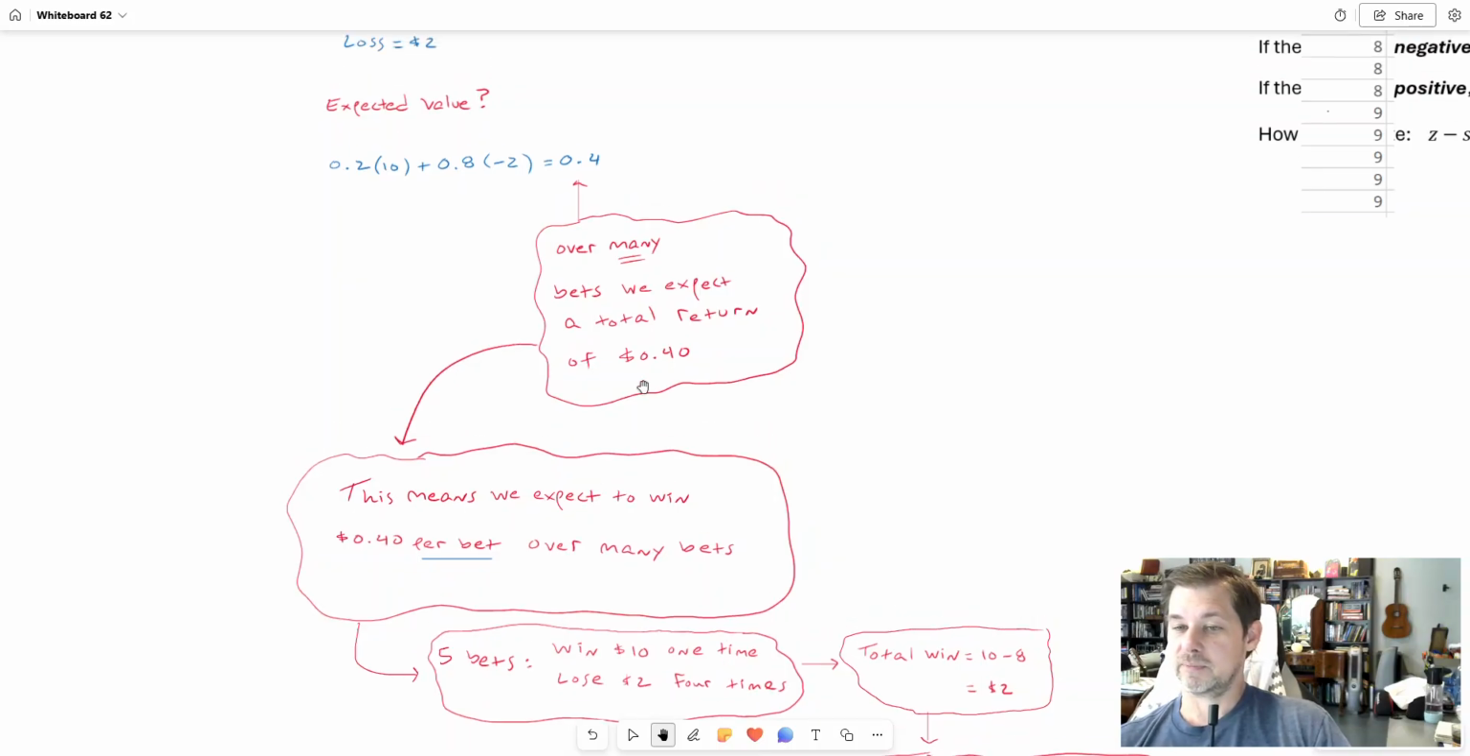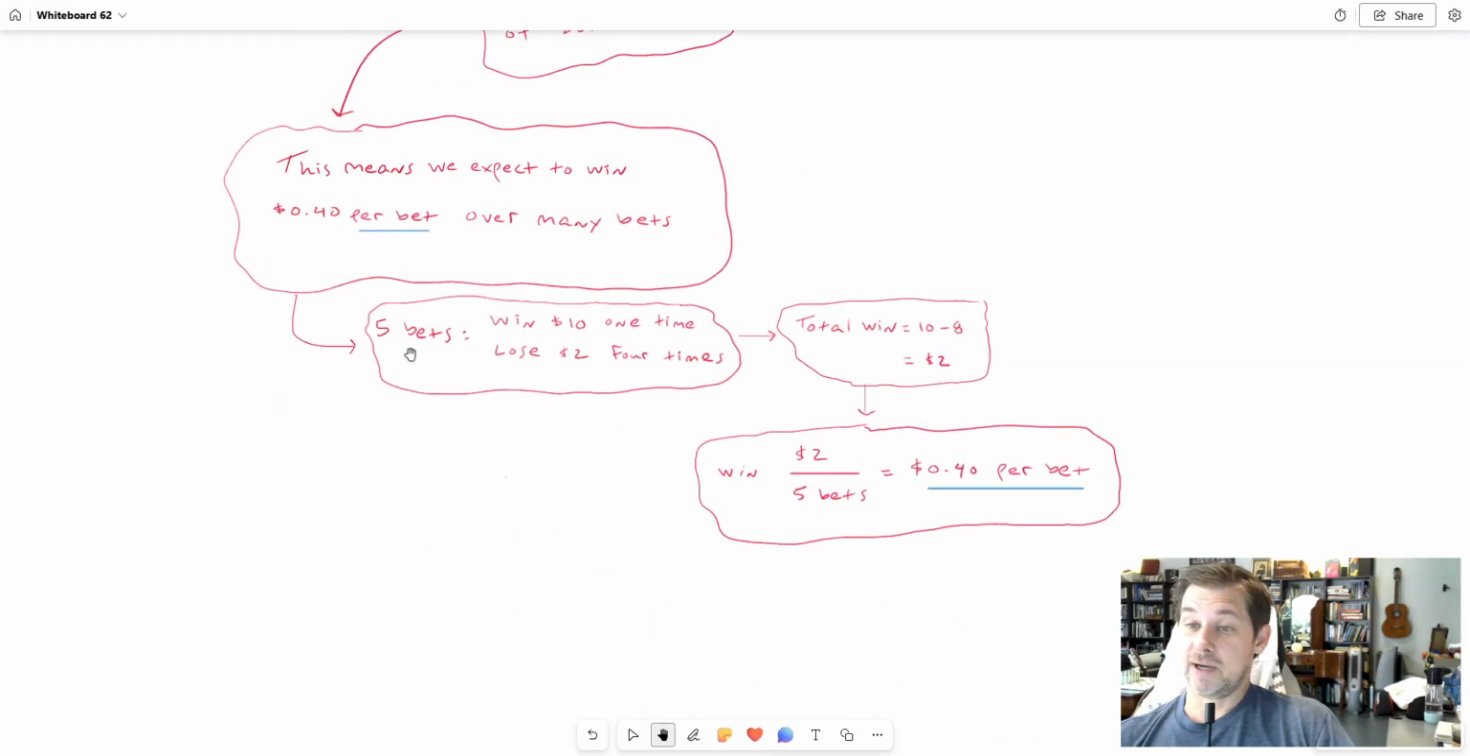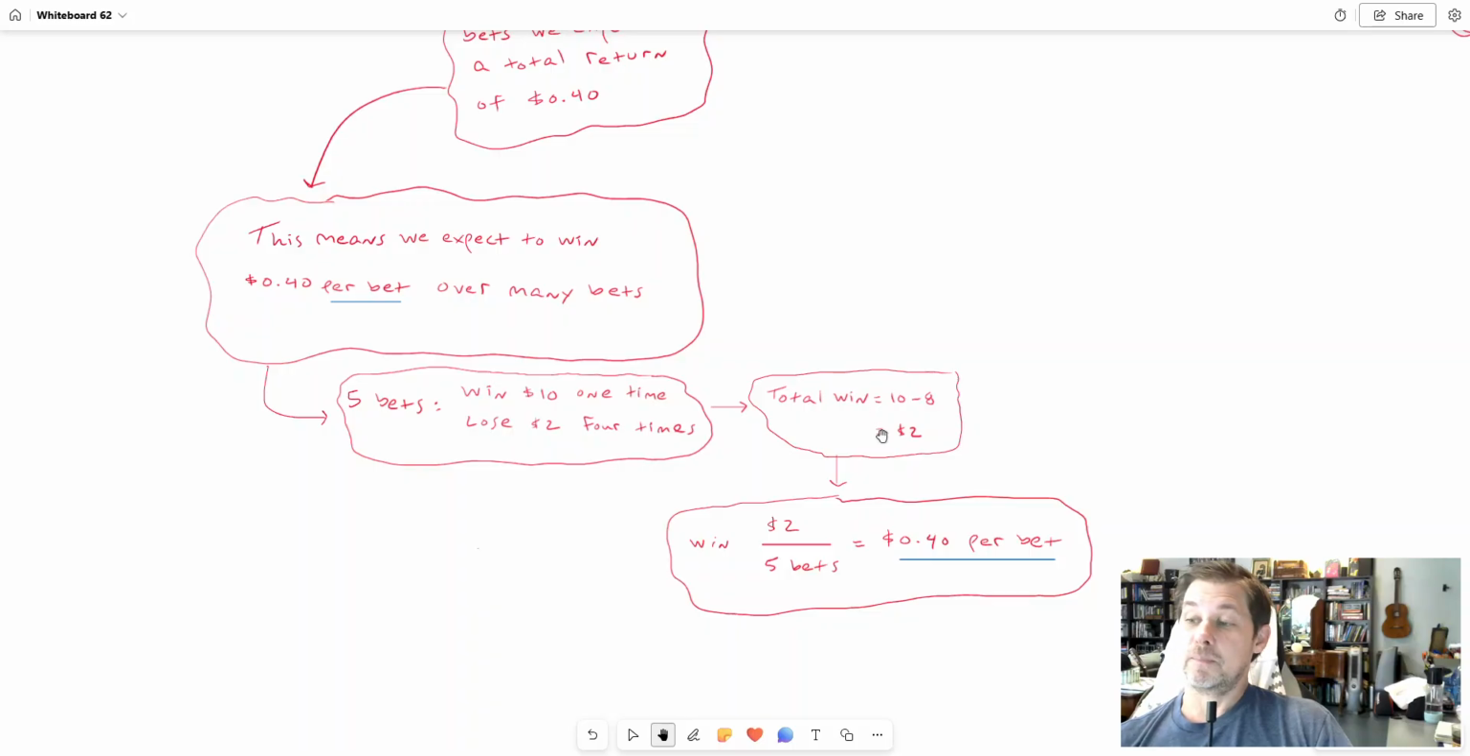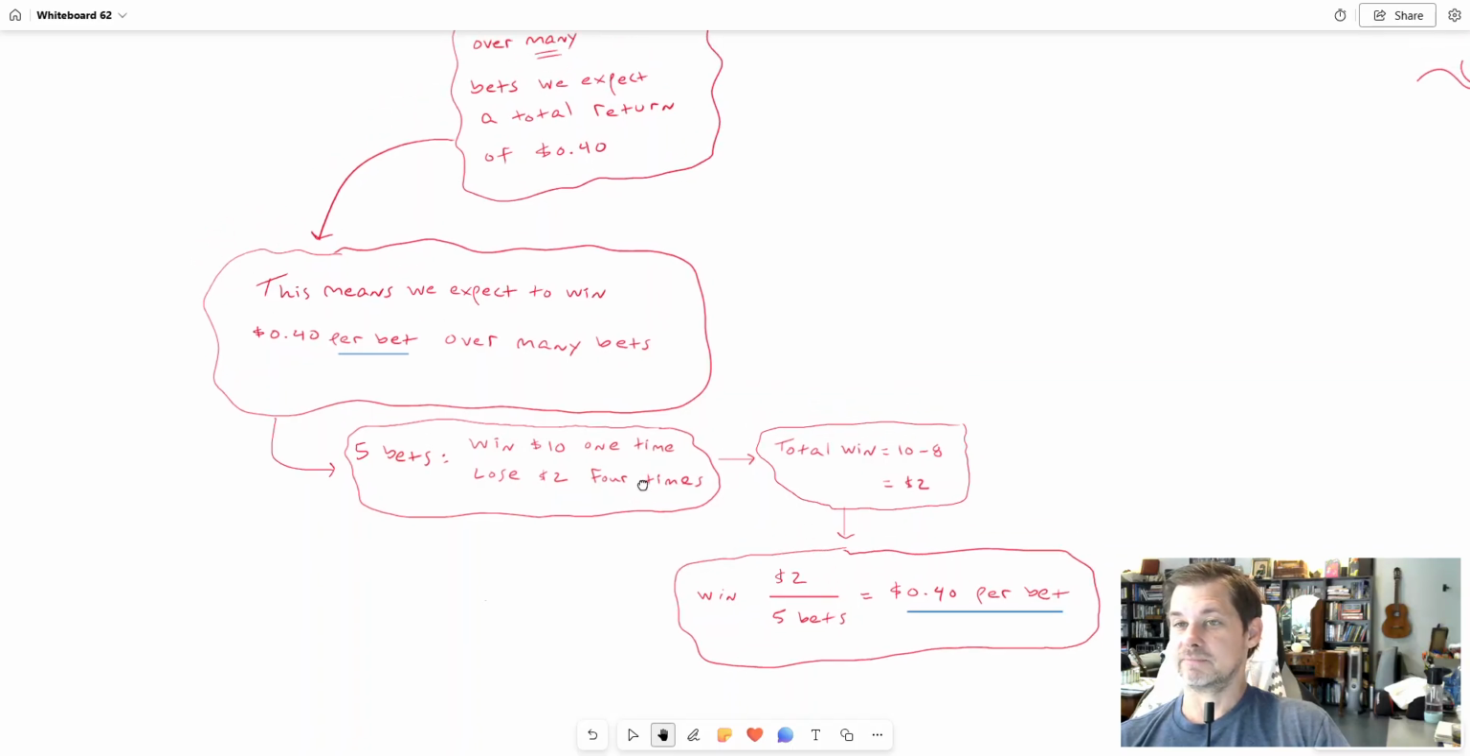Okay, let's say we do 5 bets. One of those days, it rains, and I win $10. And then 4 of those days, I lose $2. So my total winnings will be, well, I'll win the $10, but then I'll lose $2 4 times. So I'll win 10, but I'll lose 8. So my total win will be $2. So how's the expected value 40 cents? Well, it's a per bet average. I won $2, but that was over 5 bets. And if you do 2 divided by 5, you get 40 cents per bet. So that's how we can understand that expected value.